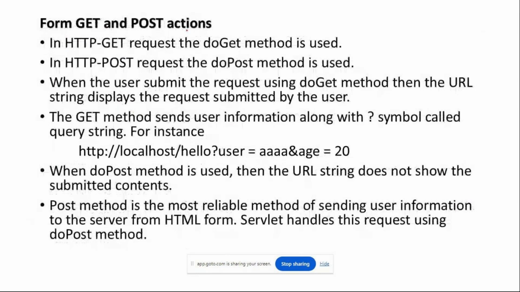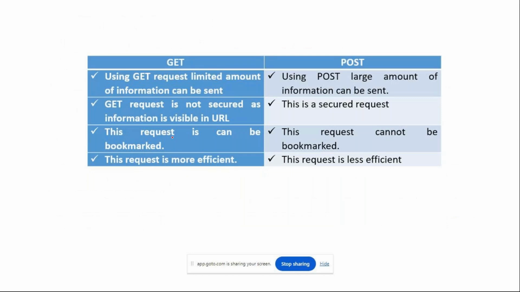Then get and post, as we have seen already, doGet and doPost methods. The major drawback with the get method is that the data you enter and submit will be displayed in the web browser's URL. So try to use the post method for sending user information. This is the difference between get and post. In get method, the request can be bookmarked and it is more efficient. In post method, the request cannot be bookmarked and it is less efficient.